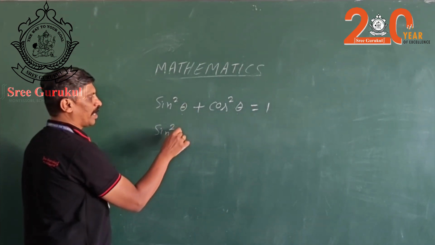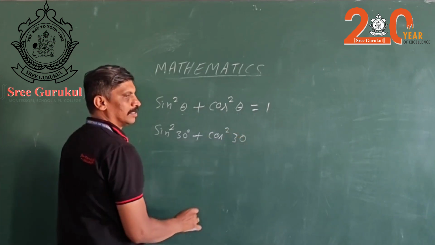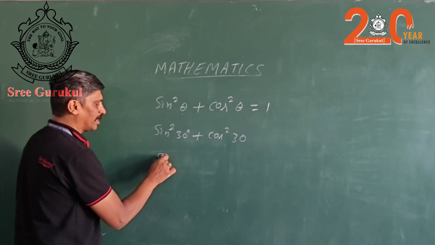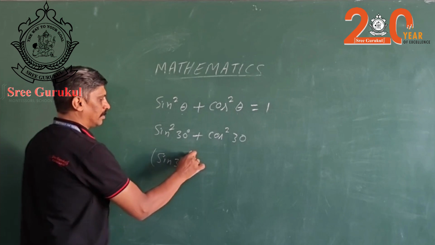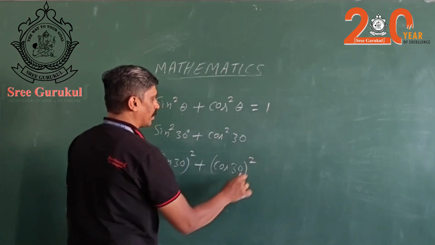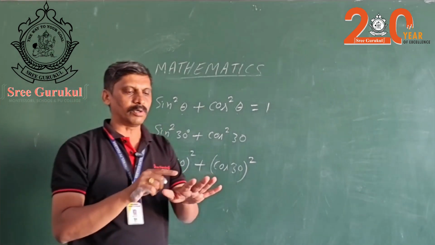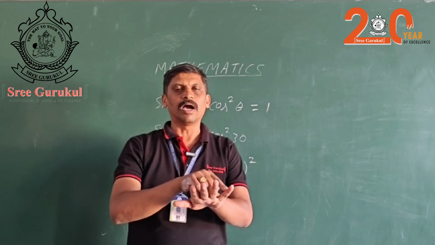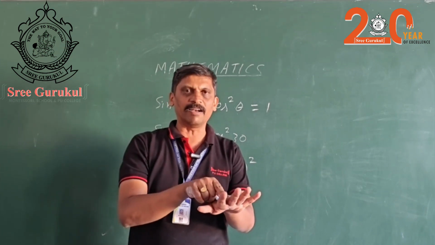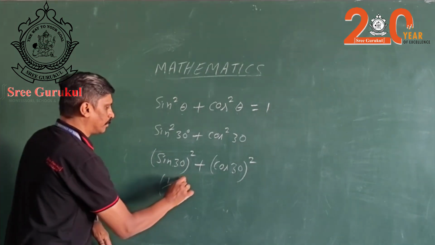Prove that sine square 30 degree plus cos square 30 degree equals 1. Here sine square 30 is also written as sine 30 whole square, plus cos square 30 degree is also written as cos 30 whole square. What is the value of sine 30 according to the table? Here we have 0, 1 by 2, 1 by root 2, root 3 by 2 and 1. Sine 30 is in the second place, that is 1 by 2. So 1 by 2 whole square.